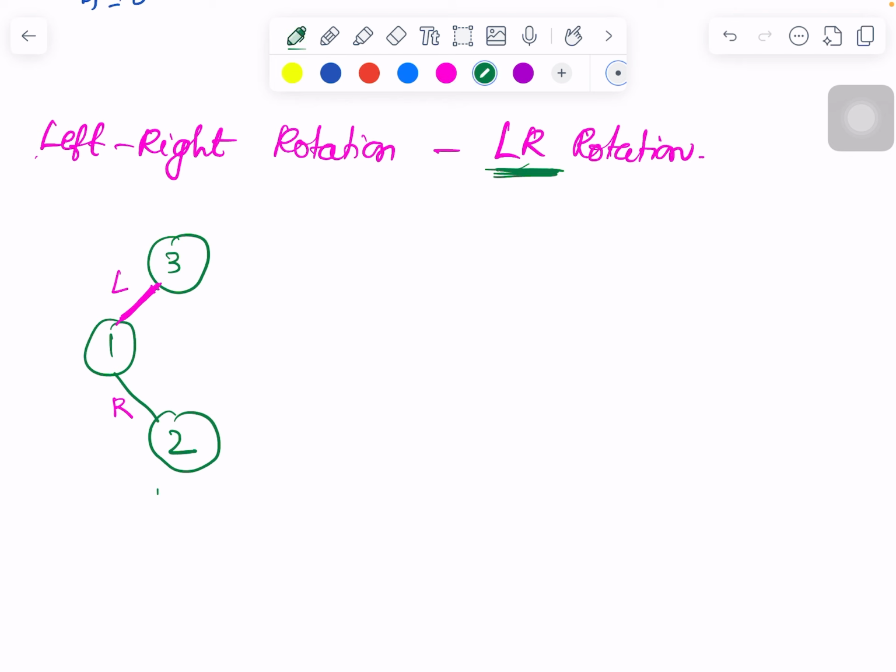So now let us find out the balancing factor. What is the balancing factor for node 2? It is 0. What is the balancing factor for node 1? Left is 0, height of right is 1, 0 minus 1 is going to be -1. And what is the balancing factor of node 3? For the left, the height is 2, minus right, which is 0. So the balancing factor is 2.